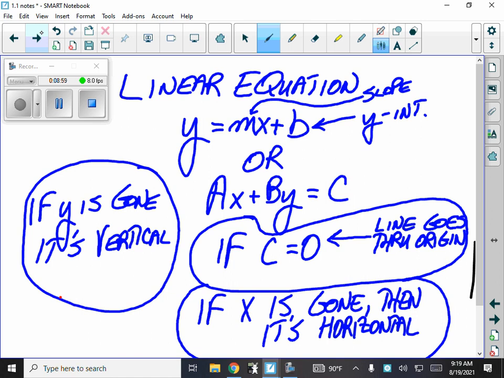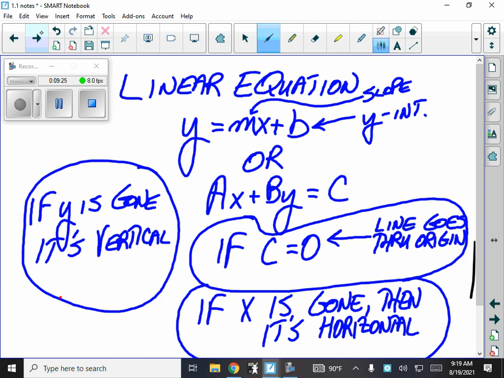Okay, are we good with that slide? So let's talk about this. Y equals mx plus b, that's slope-intercept form, right? Slope-intercept form, because m is the slope and b is the y-intercept. Do you guys know what the y-intercept is? If you had a line, it's where the line crosses the y-axis. That's the y-intercept.